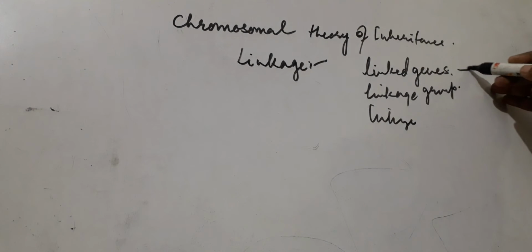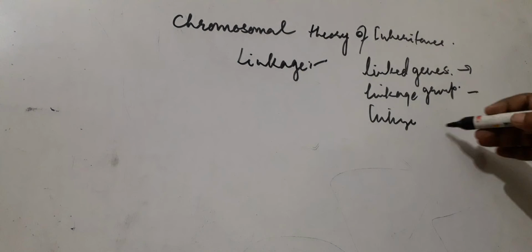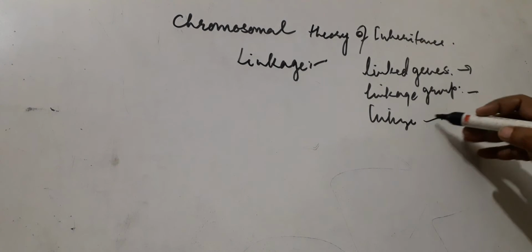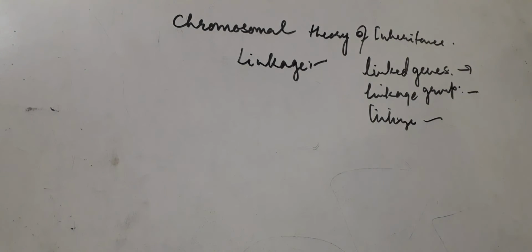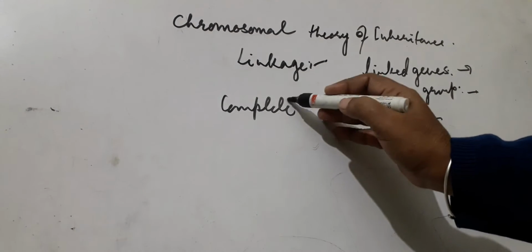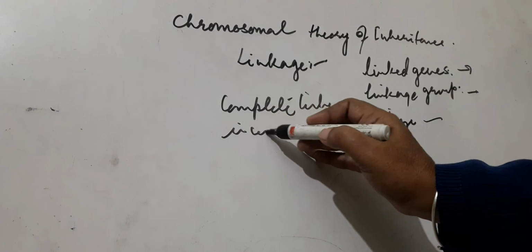Clear? Linked genes behave like a unit, and the number of genes present in linked genes is known as the linkage group. Linkage is the process when this linkage group or linked genes are transferred from one generation to another generation on the same chromosome. So this is known as linkage. Linkage is of two types: complete linkage and incomplete linkage.